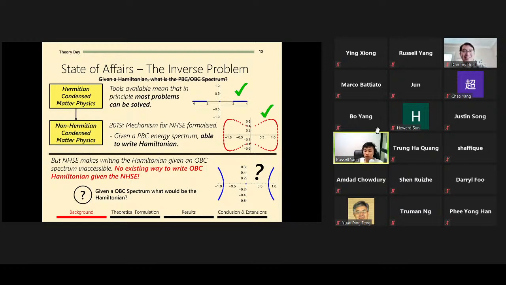But given an OBC spectrum, it is quite difficult to write a Hamiltonian associated with the OBC structure, given the non-Hermitian skin effect. There is no way we can properly account for it. And that is the question we intend to tackle with this project.